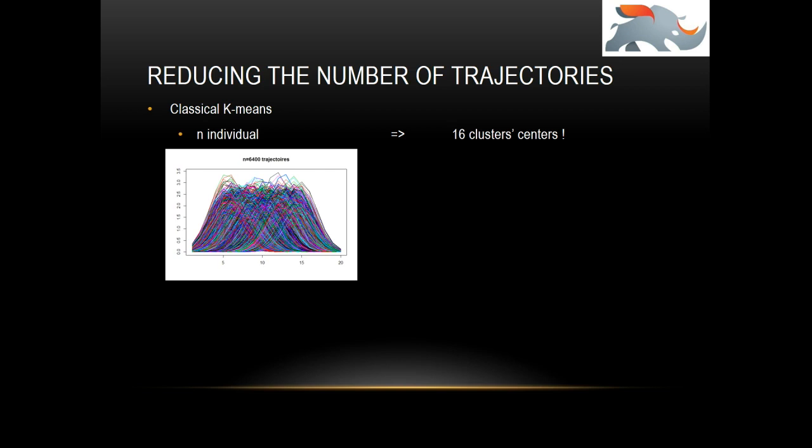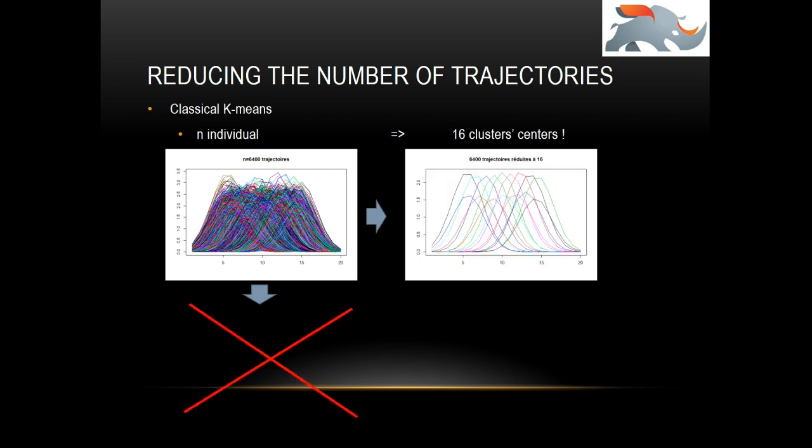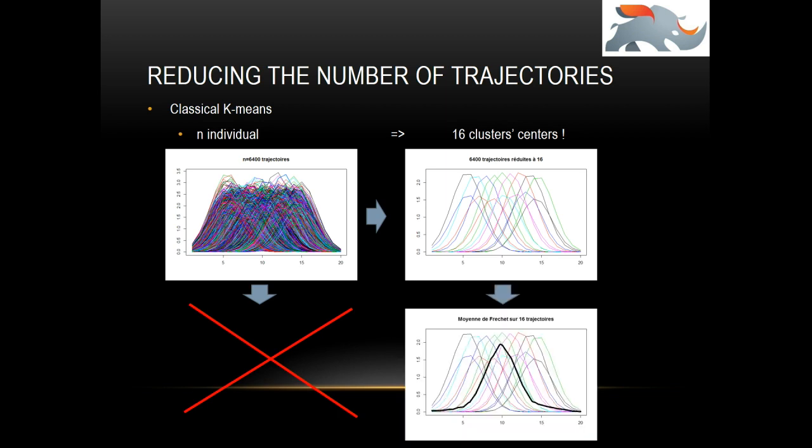Let's try again with 604,000 people. The Frechet mean will never end, whereas if we make an election with only 16 senators and we compute the Frechet mean, this really simplifies the number of individuals without changing the final result.